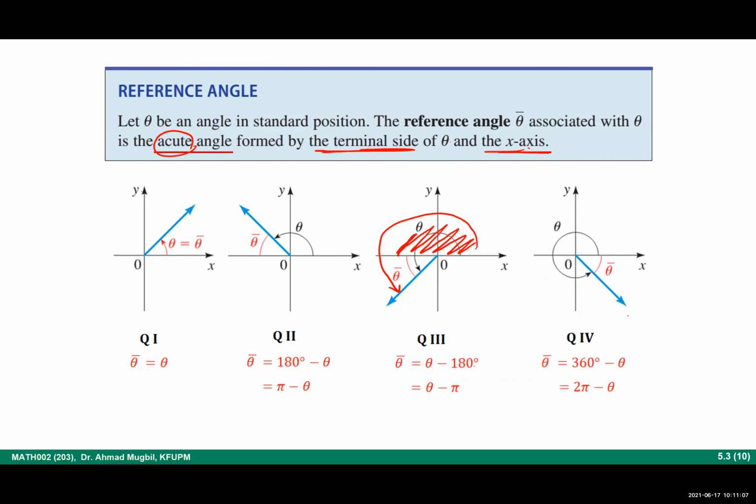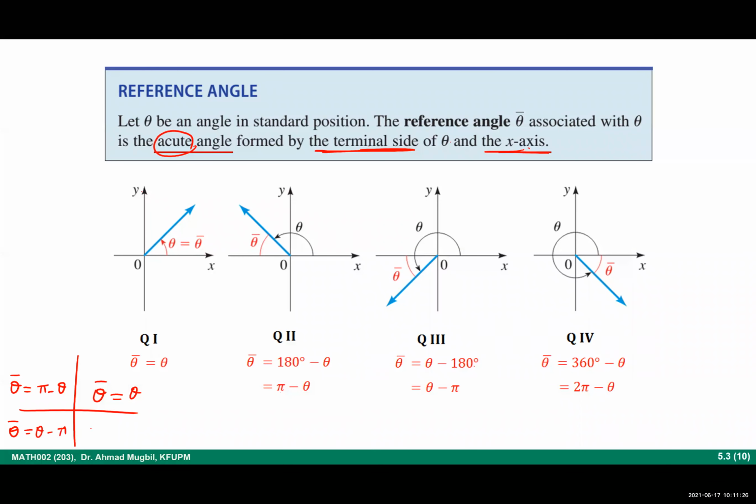So this is what you need, ya shabab, to remember. You can summarize it in one chart. In the first quadrant, theta bar is the same as theta. In the second, theta bar equals pi minus theta. In the third quadrant, theta bar is theta minus pi. In the fourth quadrant, it is 2 pi minus theta. And I think this is so clear.